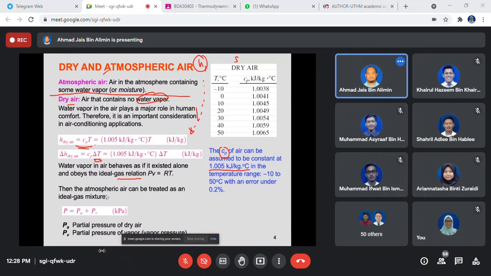If you're talking about the atmospheric air, and as the definition above says, that atmospheric air discloses the presence of water vapor, then when you write down the pressure for the atmospheric air, you need to bear in mind that you are talking about the presence of dry air as well as the vapor. So you need to know the partial pressure for dry air as well as the partial pressure for the water vapor.